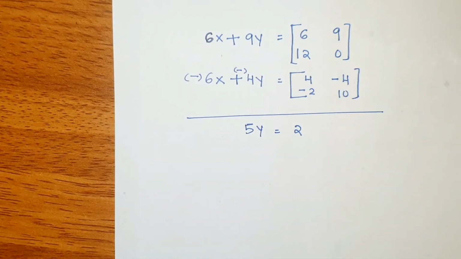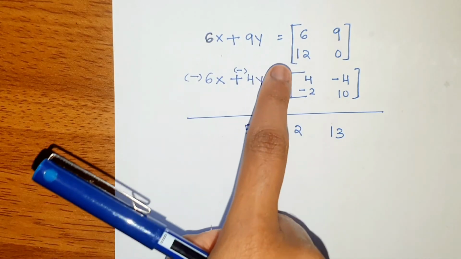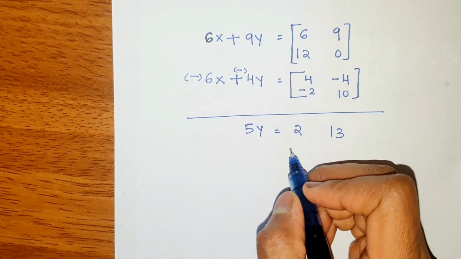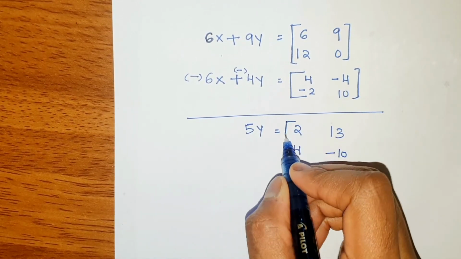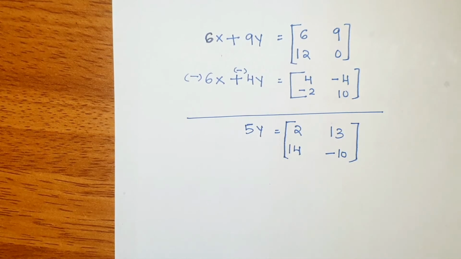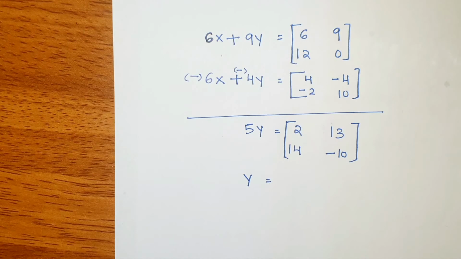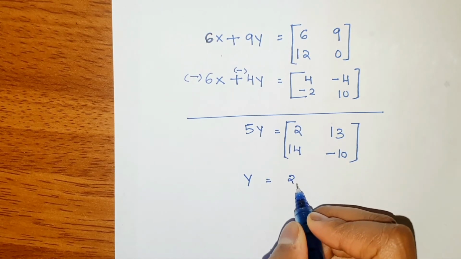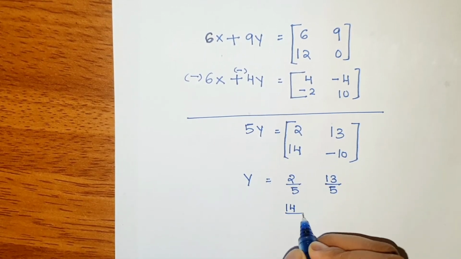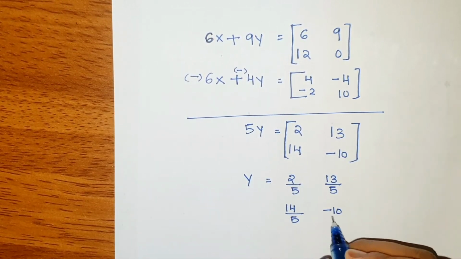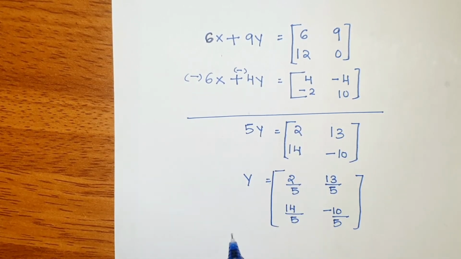9 minus 4, that is 9 plus 4, that is equal to 13. Next is 12 minus 2, that is 12 plus 2, 14. 0 minus 10 is minus 10. So this is 5y. So how can we find the value of y? y is equal to, we have to divide each and every term inside the matrix with 5. So our answer is 2 by 5, 13 by 5, 14 by 5, minus 10 by 5. So this is the value of y.